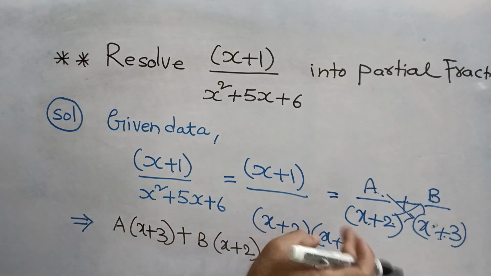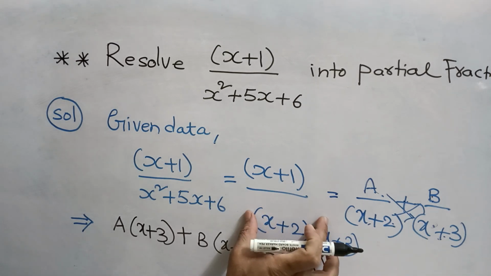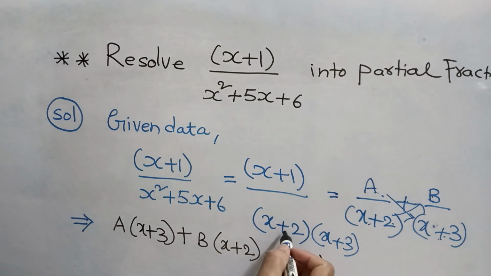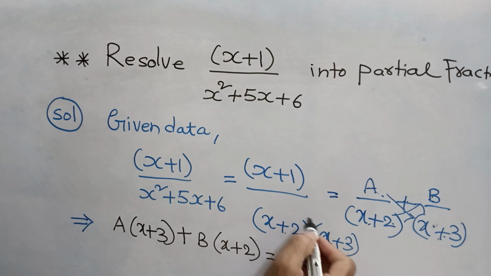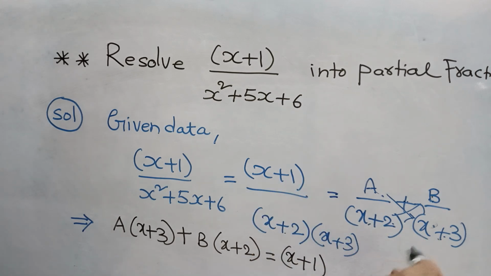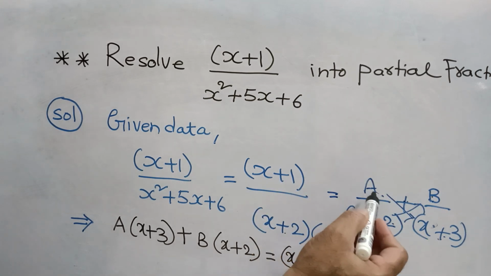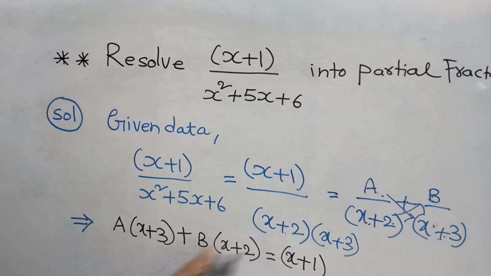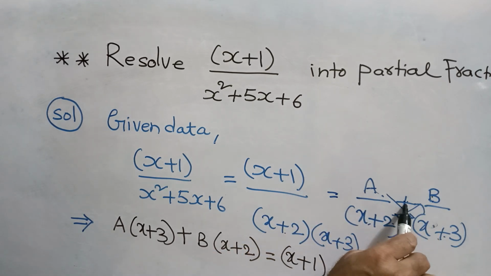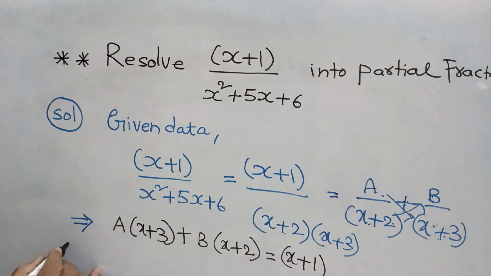Why? Because on both sides, the left hand side as well as the right hand side, the denominator part is the same. Therefore, both will be cancelled out in the denominator. Therefore, we have to write like this: a into x plus 3 plus b into x plus 2 is equal to x plus 1. Right? Now, what we have to do? Make either x plus 3 or x plus 2 equal to 0. If you want to make the first one equal to 0, then substitute here for x plus 3.